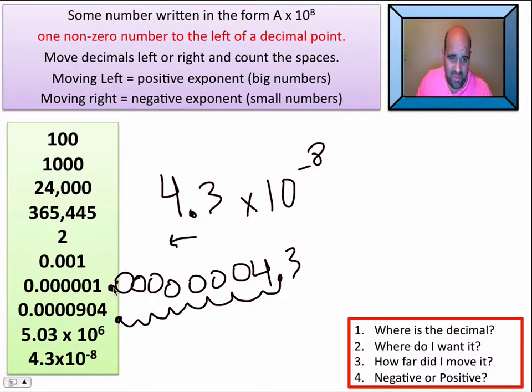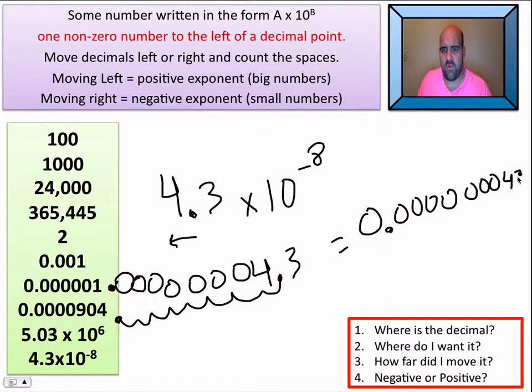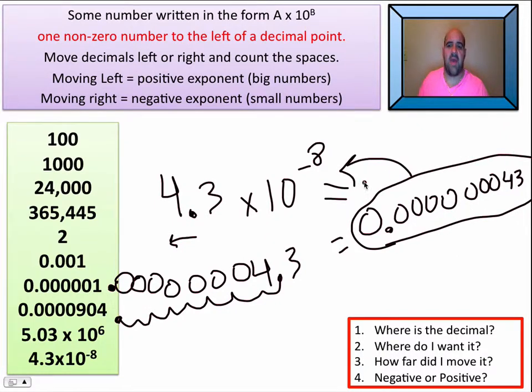So this number would be 0.000000043. That's what this number is. This number equals that. And if you were to put this number here into scientific notation, you should end up with that. So that's how we do scientific notation.